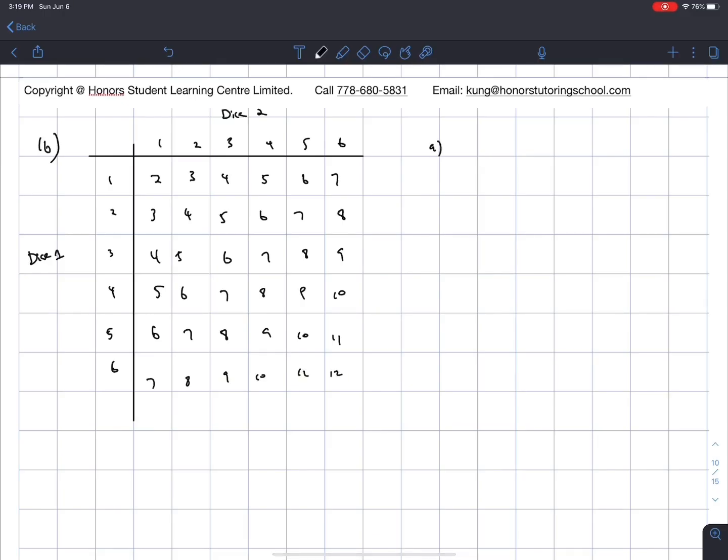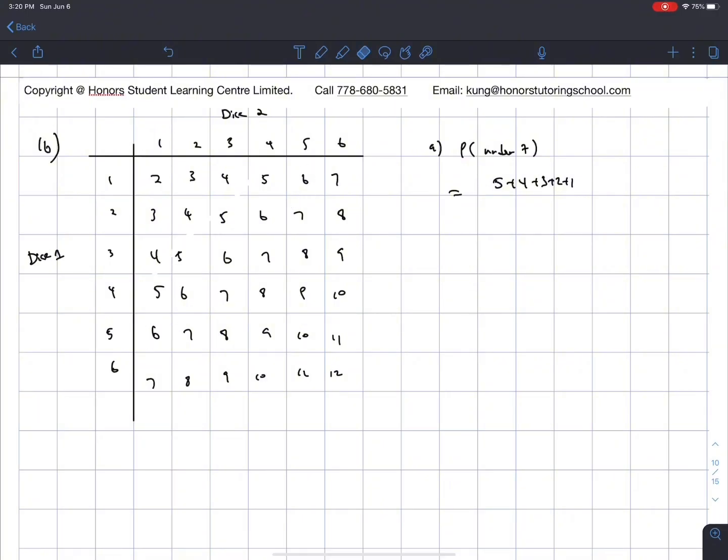So A, what is the probability of getting under 7? Well, it will be over these. These are all under 7s. So that's 5 plus 4 plus 3 plus 2 plus 1. So this is how I got 5. I have 5, 6. That's under 7.